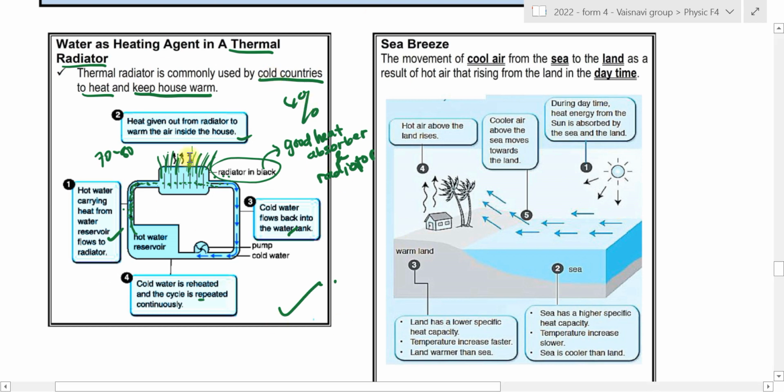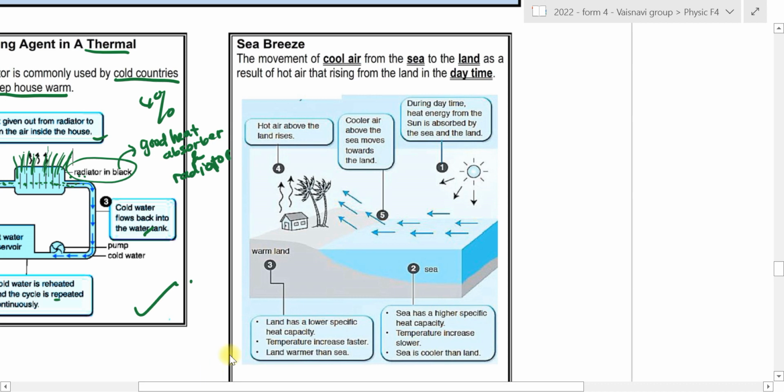Okay, can understand? Okay, sir. Okay, next one is sea breeze. We have sea breeze and land breeze, which we learned in Form 2 as well. But that one we learned in terms of convection, the heat transfer through convection. But when you go to SPM, we don't want to see the convection part. We want to see more of how you relate it with the specific heat capacity.